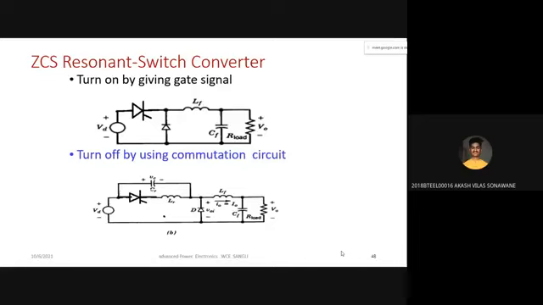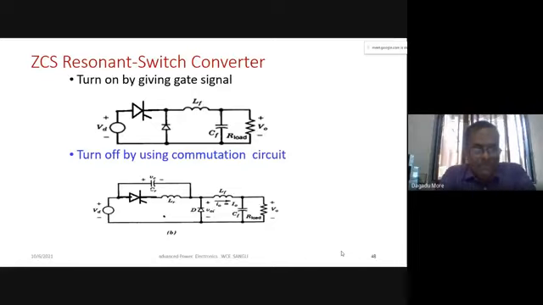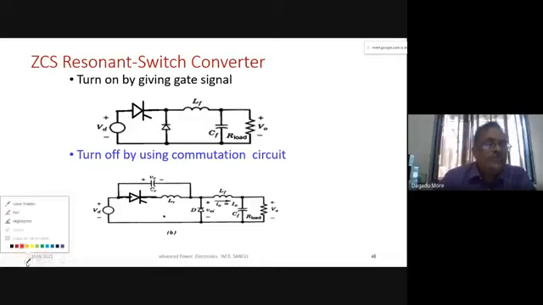Yes, sir. Okay. Good morning and welcome to the lecture on advanced power electronics. Yesterday we discussed zero current switching, a resonant switch converter, or a ZCS resonant converter, and we have shown it here.